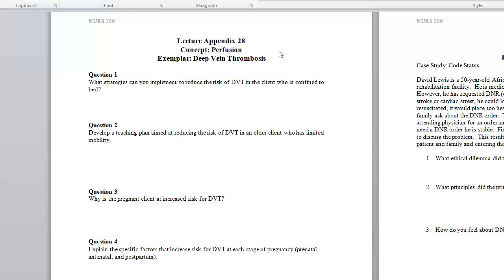So that pretty much concludes our exemplar of DVTs or deep vein thrombosis. Make sure you do your reading, and you may want to review these exercises again and maybe come up with some answers on your own as well.